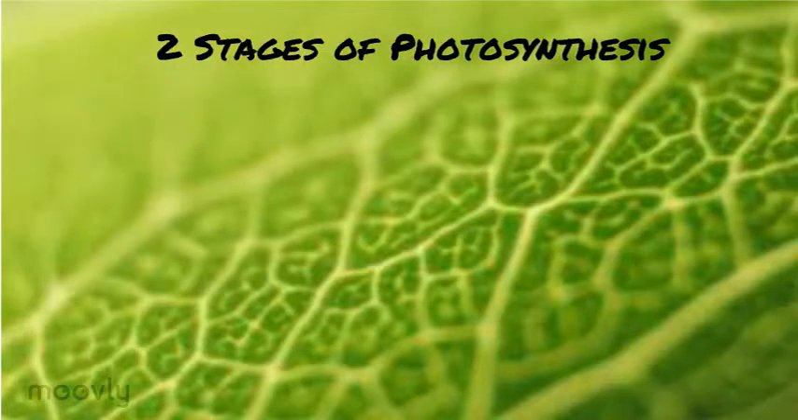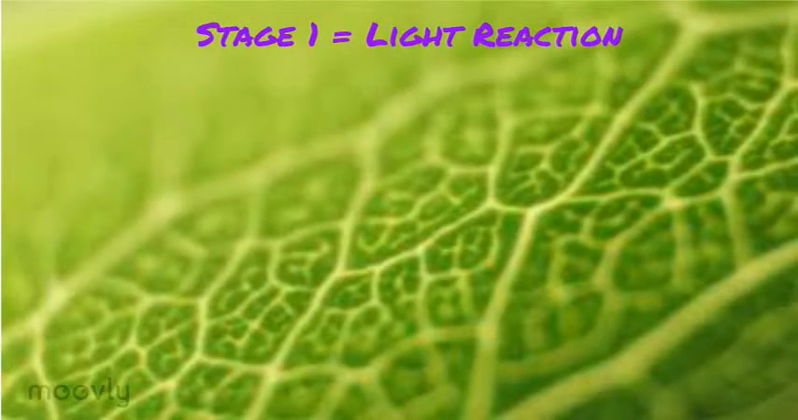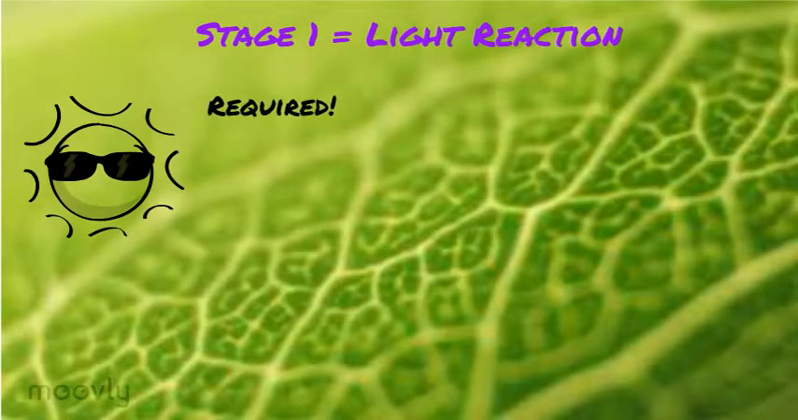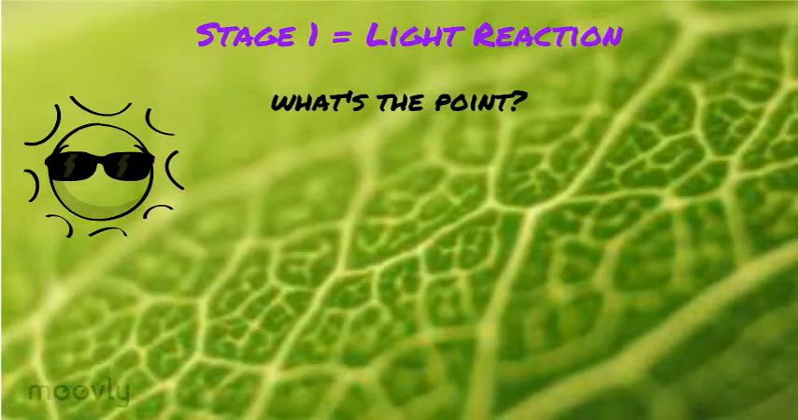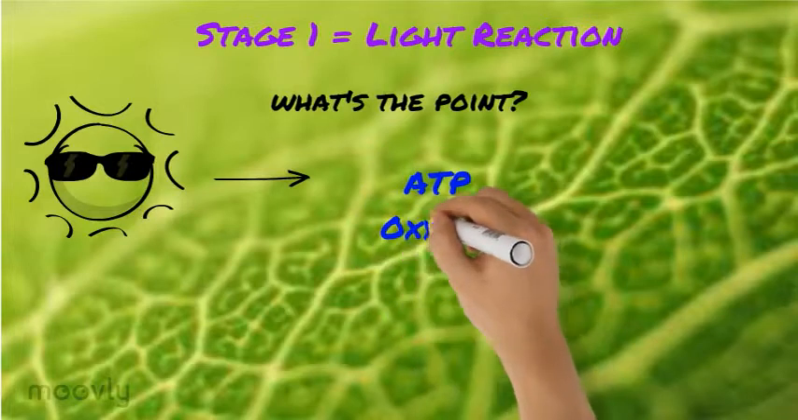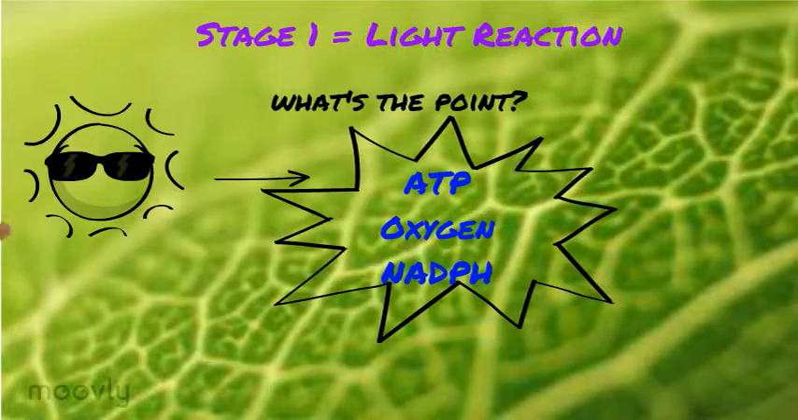There are two stages of photosynthesis. The first stage is called the light reaction. The light reaction is so called because light from the sun is necessary for this reaction to occur. The light reaction takes place in the thylakoid membrane of the chloroplast. The point of the light reaction is to use the sun's light to make energy, also called ATP, oxygen, and NADPH, which carries hydrogen to the next reaction.